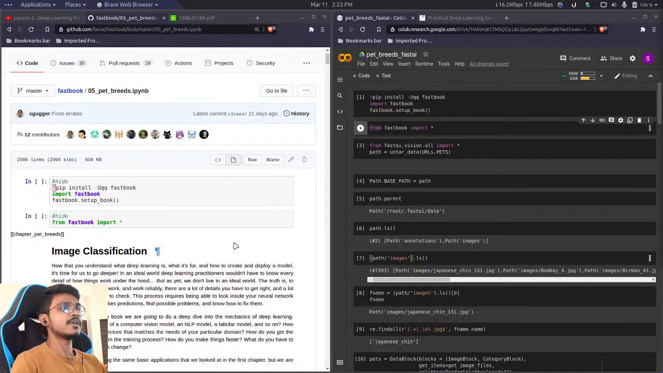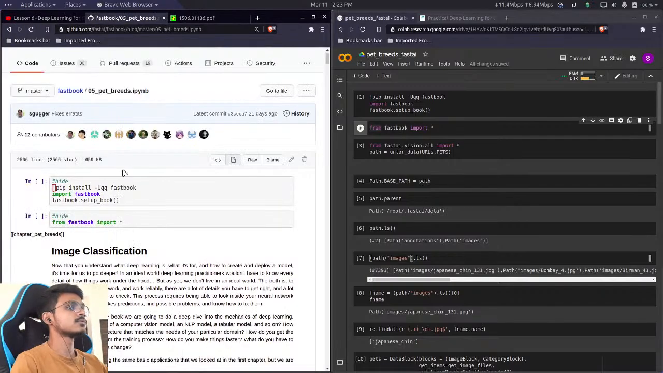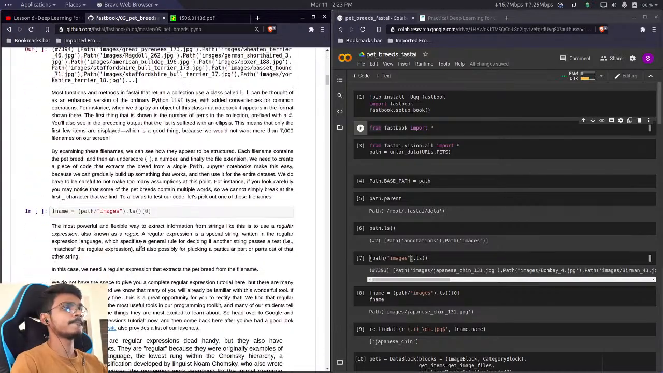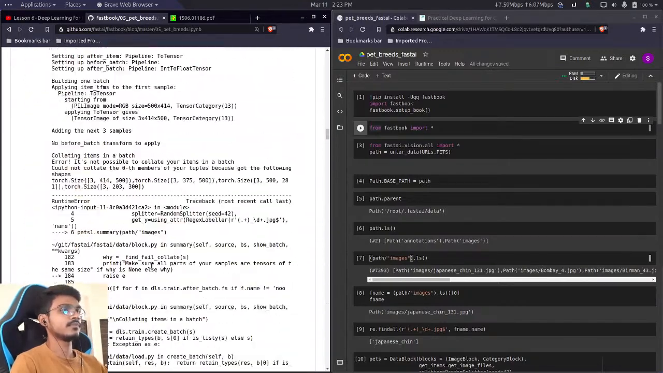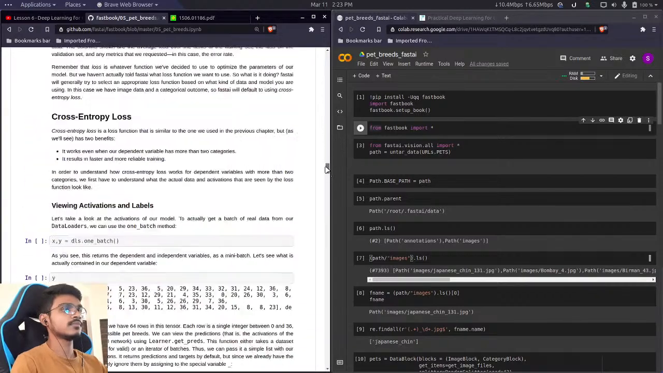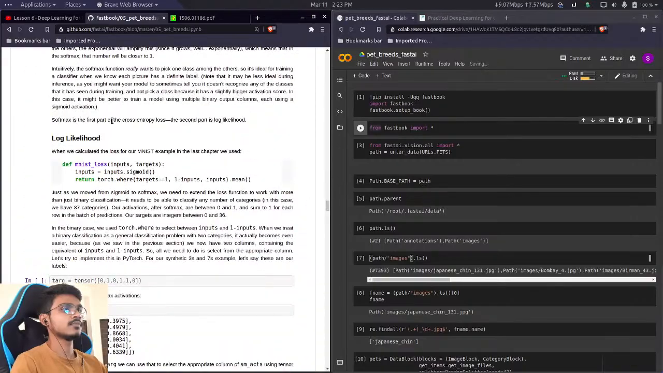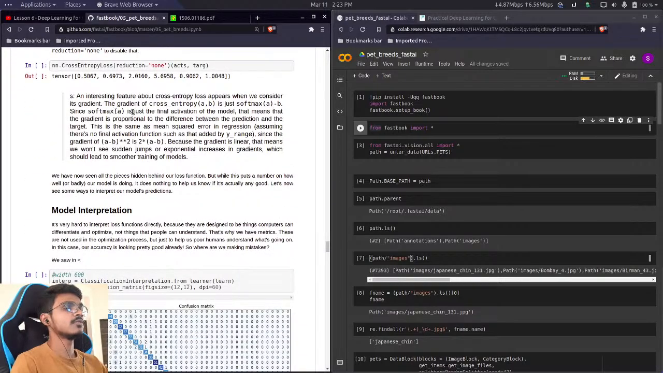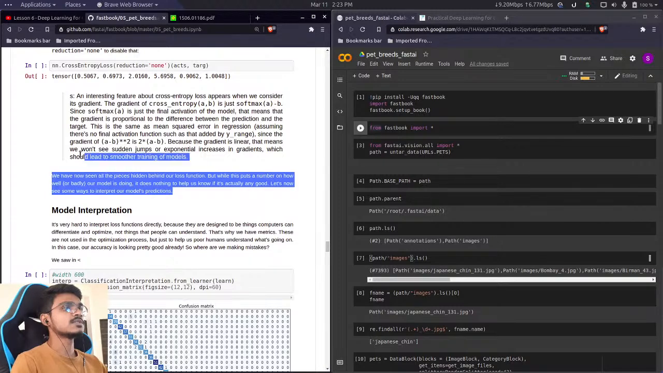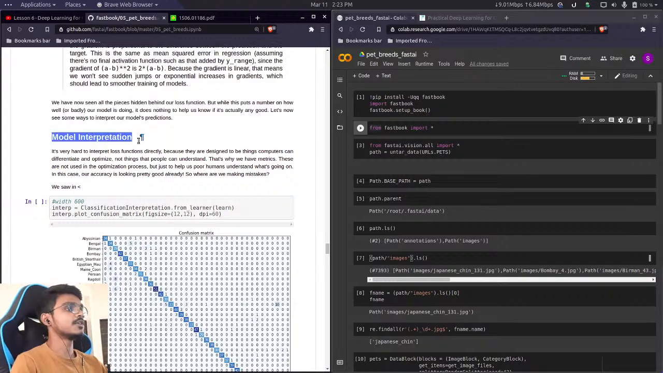Alright, so in this stream, we are going to review Notebook 5 of the FastAI Deep Learning for Coders course. I have already reviewed up to this portion, and in this stream, we are going to start with model interpretation.